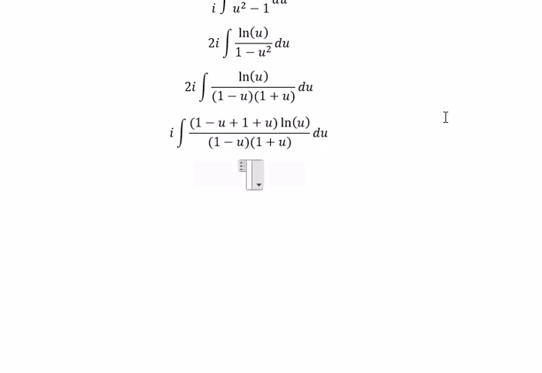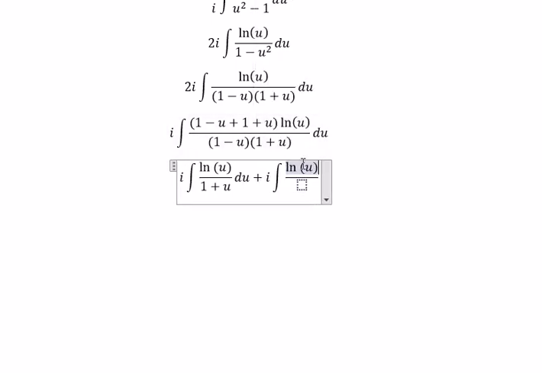The first one: 1 minus u divided by 1 minus u, and now you will get ln of u over 1 plus u du. And the second one is ln of u over, we have 1 plus u divided by 1 plus u, you will get 1 minus u du.